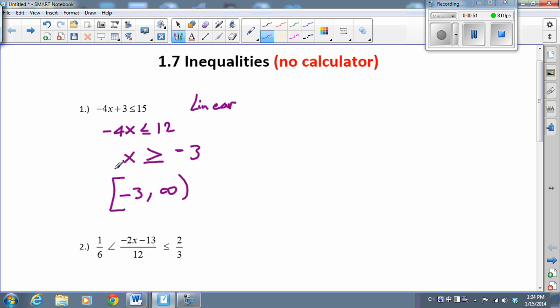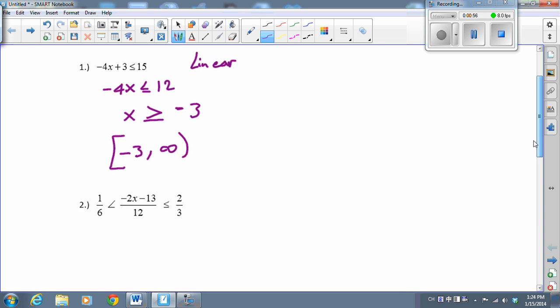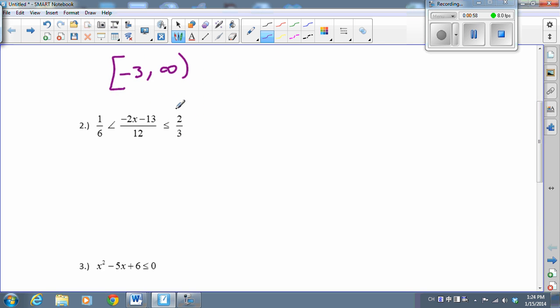Let's look at problem number 2. Problem number 2 says 1/6 is less than negative 2x minus 13 over 12, which is less or equal than 2/3. I will first multiply everything by 12 to get 2 is less than negative 2x minus 13, which is less or equal than, if I multiply this by 12 as well, that will be 8. I will then add 13 to both sides. By adding 13 to both sides, I will end up with 15 less than negative 2x, which is less than 21. Then I will divide by negative 2.